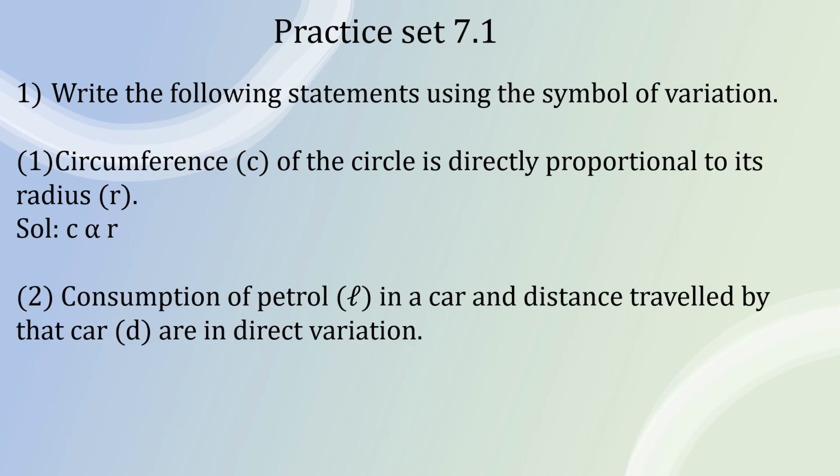Now the second one, what is given? Consumption of petrol, that is L, liters, in a car and distance traveled by that car, distance obviously D, are in direct variation. Direct variation means you'll write down L varies D. In this manner you have to write in symbolic manner. L varies D. I hope this is clear to you. Moving to the next sum.